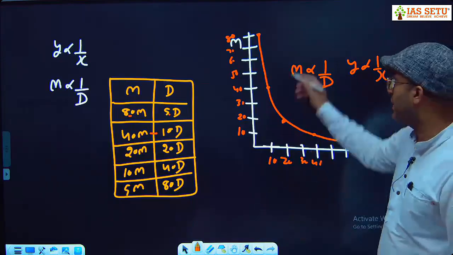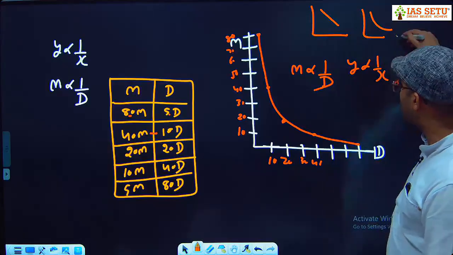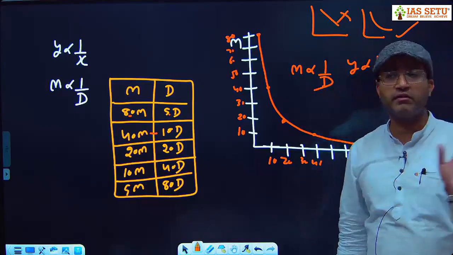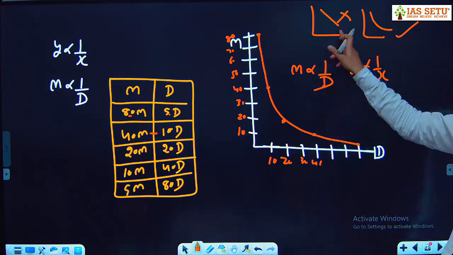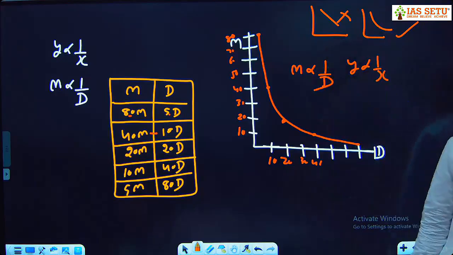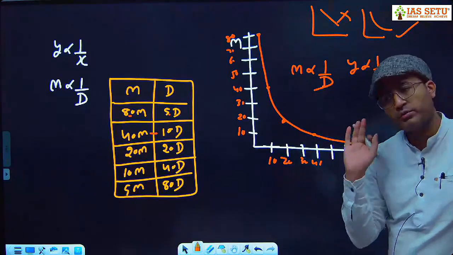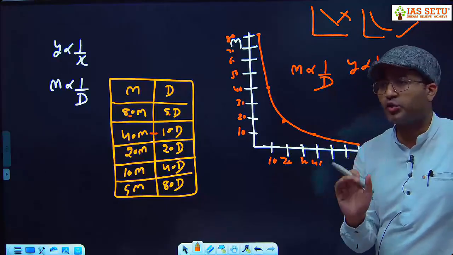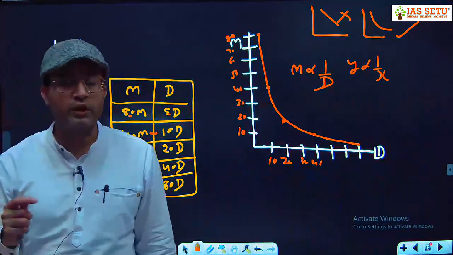If examiner will ask out of these two graphs which one is inversely proportional, this second one is inversely proportional. The first one is never an inversely proportional. मैथ में नहीं होता है, सोशल साइंस में हो सकता है. मैथ में ये ग्राफ कभी भी इनवर्सली प्रोपोर्शनल नहीं होता है. स्ट्रेट लाइन इज ऑलवेज ए डायरेक्टली प्रोपोर्शनल. कोई भी स्ट्रेट लाइन हो वो डायरेक्टली प्रोपोर्शनल ग्राफ होता है मैथमेटिक्स में. कोई भी स्ट्रेट लाइन हो, any of the straight line graph is a directly proportional graph. Only what matters is the slope.